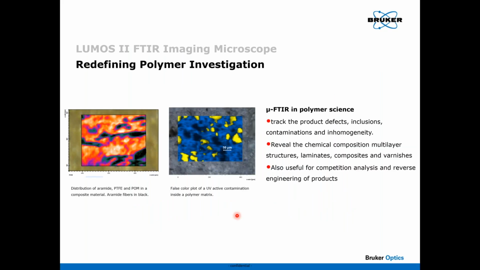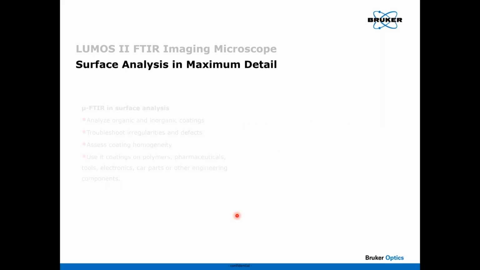And so you can also look at the distribution of an aramid, PTFE, and polyoxymethylene here of a composite material. And I have the aramid fibers in black. And then the false color plot of the UV active contamination is shown here in the yellow. So again, you can track defects and inclusions, contaminants, and inhomogeneities really effectively, and reveal the chemical composition by multi-layers and components as shown in transmission and ATR. And this is a good example.